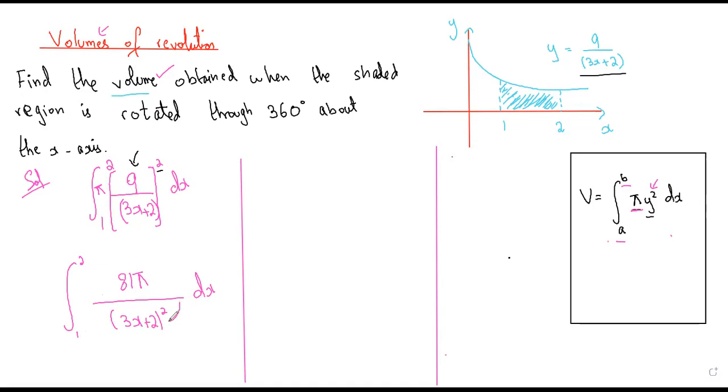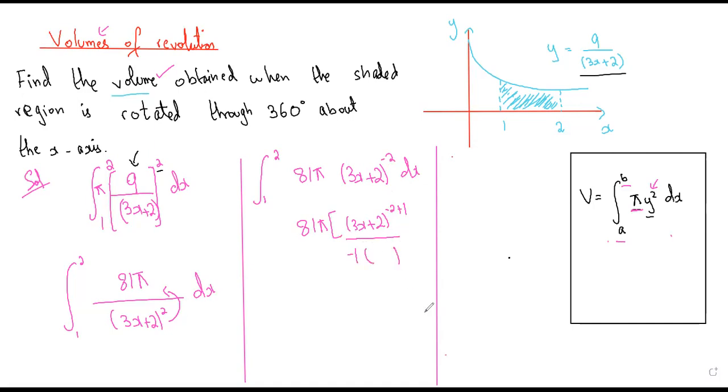So I can take this to the numerator just so I have the variable in the numerator, and then I can integrate it easily. From 1 to 2, 81 pi comes as it is. The factor would be (3x plus 2) to the power minus 2 dx. Now I need to add 1 to the power. This would be 81 pi. Now I'm integrating it. Please stay focused. (3x plus 2) to the power minus 2 plus 1, divided by the new power, which would be minus 1.